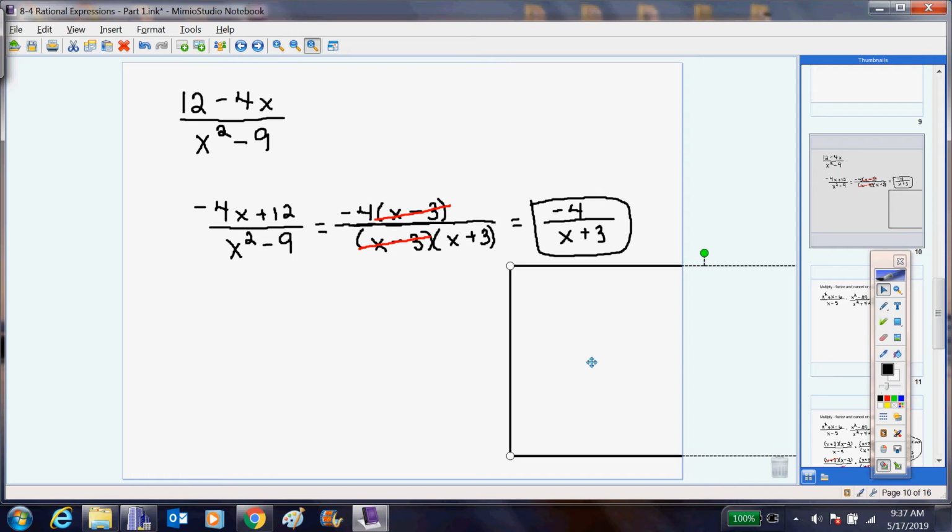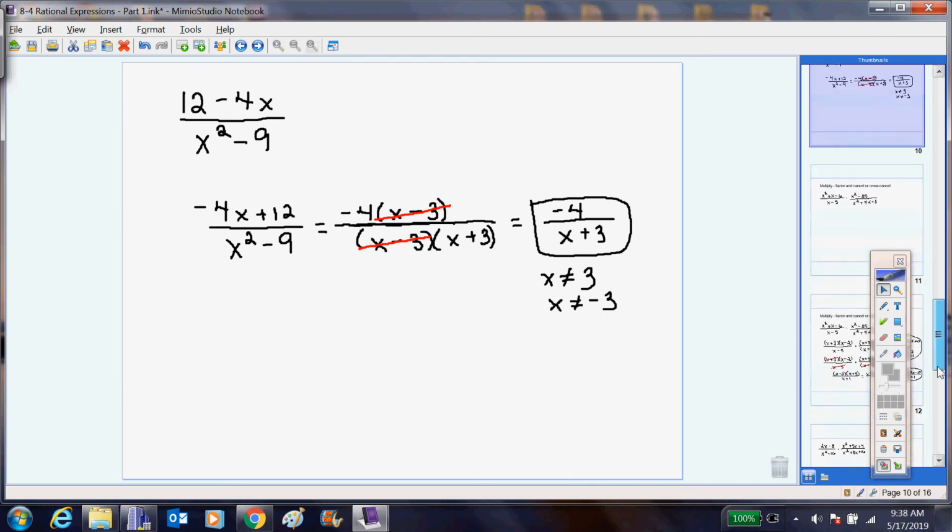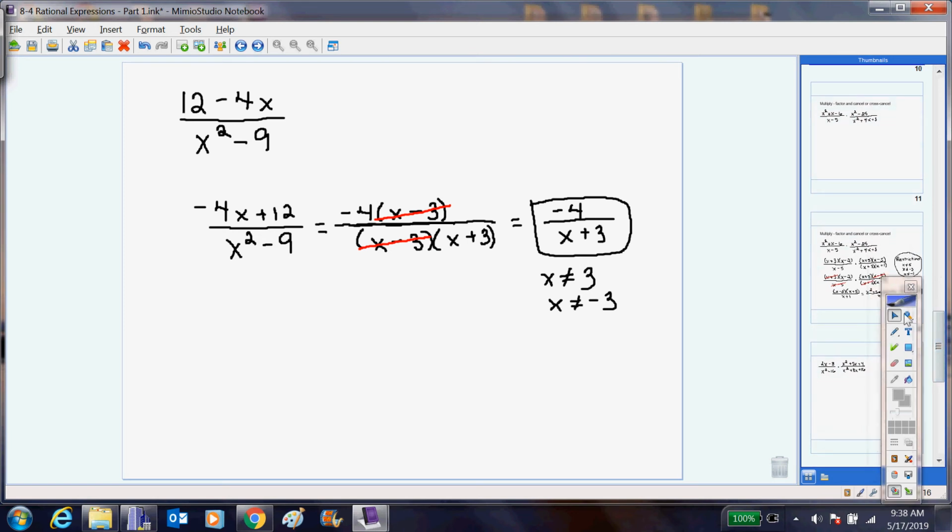And then what are our restrictions? 3 and -3, both of them. X can't be 3, x can't be -3. Because it would somehow give you a 0 back in the beginning. And this one's a little easier to see. If I plugged in 3, 3 squared minus 9, 9 minus 9, 0, denominator falls apart. -3 times -3 gives you 9, minus 9, 0, denominator falls apart. So we can't have that.